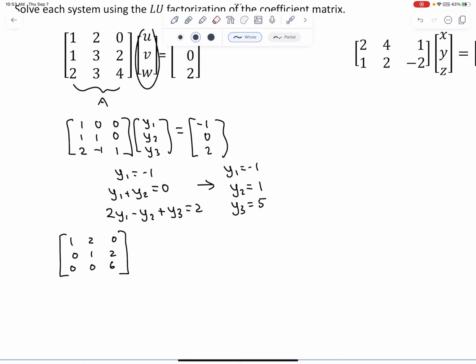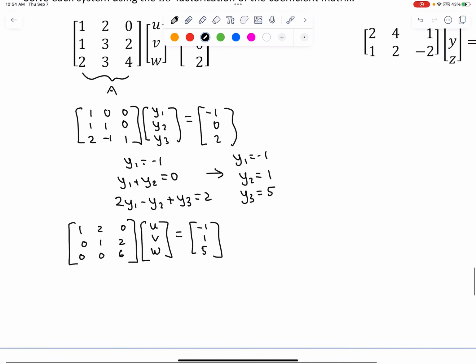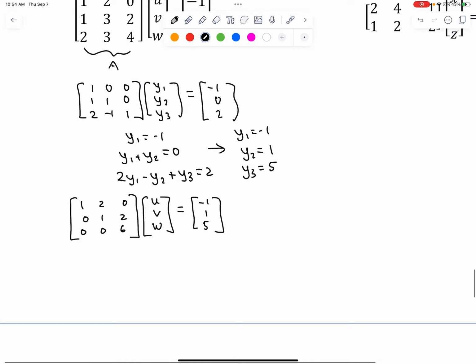You can say x1, x2, x3, but since they were already specified, our vector x's components are u, v, w, and we set this equal to the y vector that we just found: -1, 1, 5. And we solve this system. Convert these back into equations, and you'll get u plus 2v has to be -1, v plus 2w has to be 1, and 6w has to be 5. So we can find w first and then back substitute into the other equations to find the others.